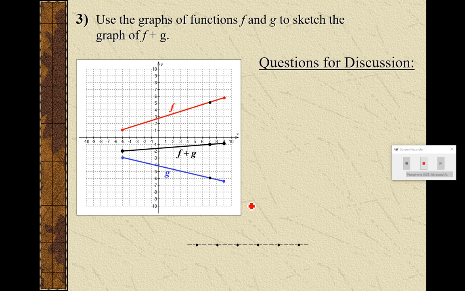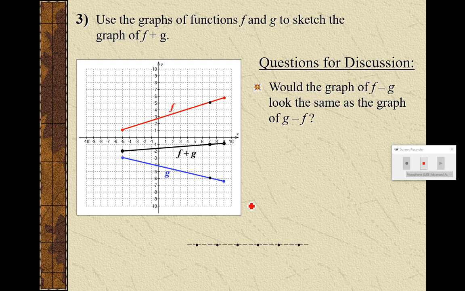Question for discussion. Let's see if I discuss these questions for discussion or not. Would the graph of f minus g look the same as g minus f? No. If you're subtracting it the other way, you get the opposite answers, which actually tells me what it would look like. It would be a vertical reflection. It would have ended up over here because all my positives would be negatives, all my negatives would be positive. Okay.